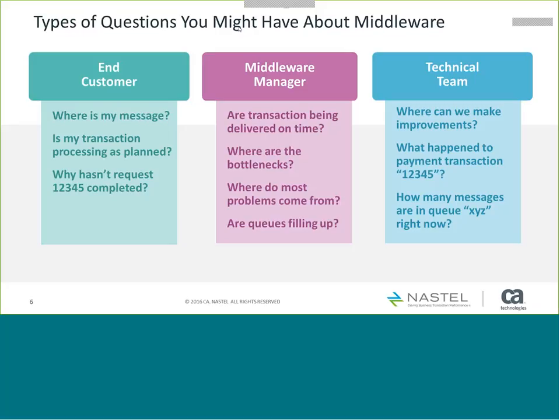But if you move inward in the middle, you look at it in the middleware manager, they're not necessarily concerned about any one message, although obviously they might be if it's a payment for $10 million and it's stuck somewhere. They may need to be aware of that, right? But in general, they're much more concerned about the overall picture of, are transactions going through the system? Are there bottlenecks? Where are they coming from? And so on. And then, of course, technical teams are dealing with more problem-type things. They're dealing more with where can we make improvements? What happened to a given payment?